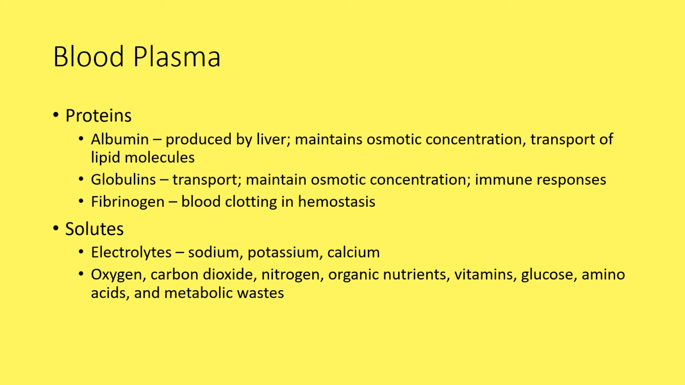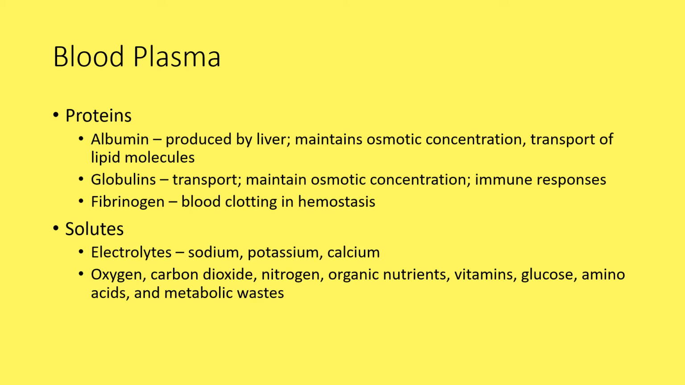If we look at the blood plasma, the proteins that are often found in the plasma under normal conditions. One of the ones is albumin, which is produced by the liver. It does help to maintain your osmotic concentrations. It helps to transport various lipid molecules. You have globulins. These are involved with immune responses. Some of them are involved with transport and also maintaining osmotic conditions. And then you have fibrinogen. This is necessary for blood clotting.